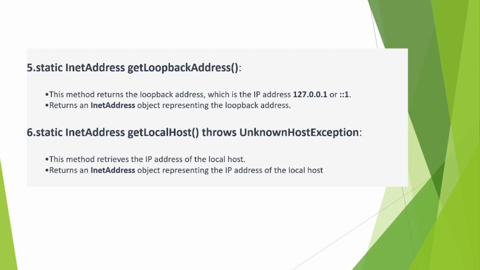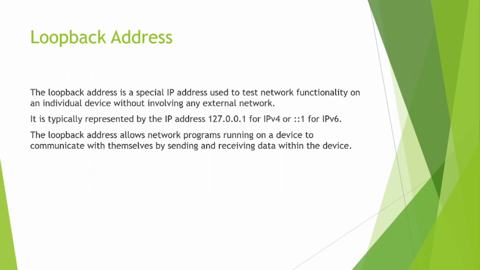Now, this one over here, you might be wondering what a loopback address is. So let's understand it. What is a loopback address? A loopback address is a special IP address which is used to test network functionality on an individual device without involving any external network. It is typically represented by the IP address 127.0.0.1 for IP version 4 or ::1 for IP version 6. The loopback address allows network programs running on a device to communicate with themselves by sending and receiving data within the device.